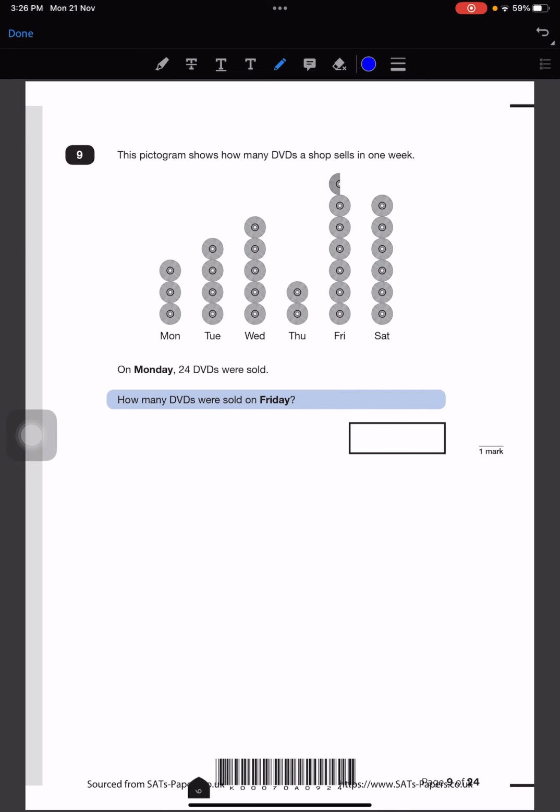We got it. Next. This pictogram shows how many DVDs a shop sells in 1 week. On Monday, 24 DVDs were sold. How many DVDs were sold on Friday? Okay, so as you can see, they said on Monday 24 DVDs were sold. So 3 DVDs is equal to 24. So if we do 8 times 3, what does it equal? It equals 24. So that means one whole DVD is equal to 8.